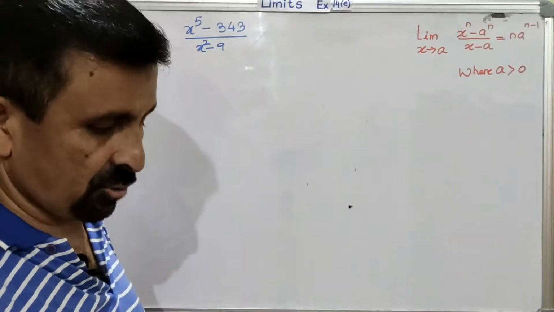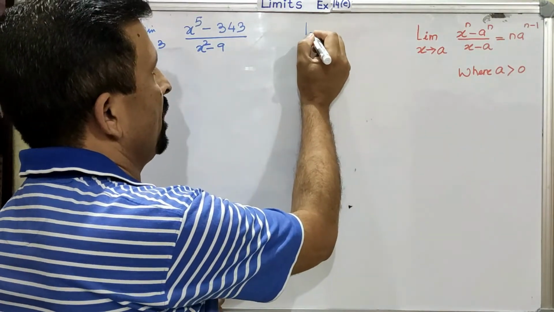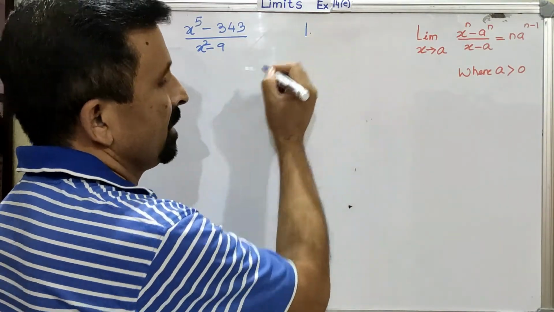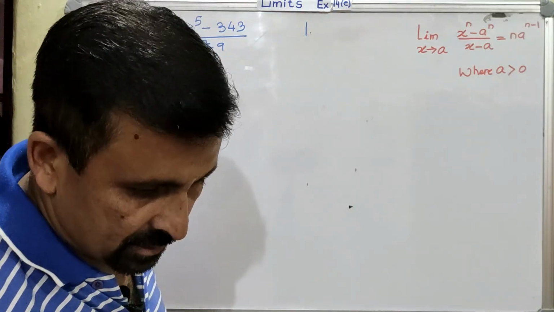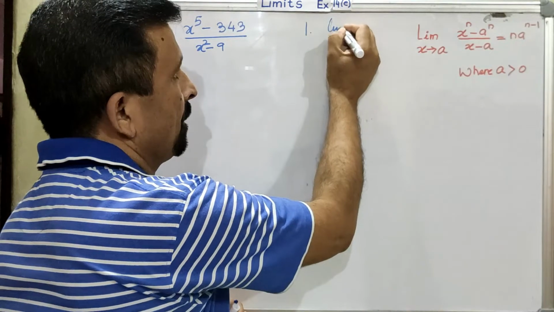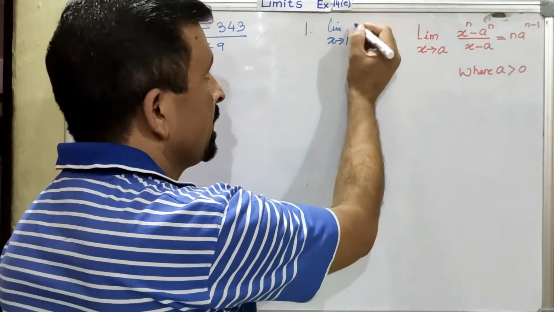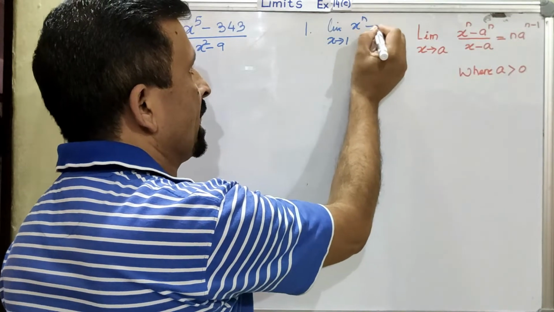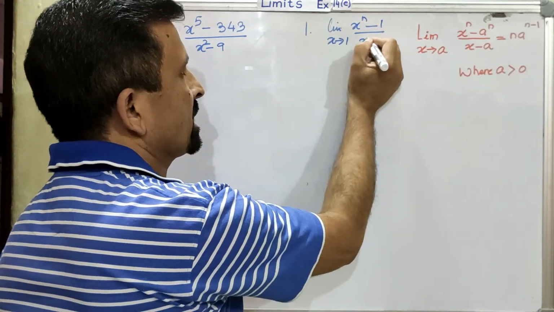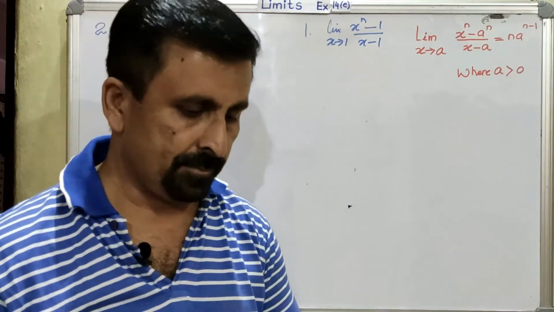Now look here. Before I teach you this question, I need to teach you question number 1. Only then you will get a more clear picture. Otherwise, directly going to this question will give you problems. Question number 1 is limit x tending to 1, x to the power n minus 1 over x minus 1. This is your question. Clear? This is the first question.